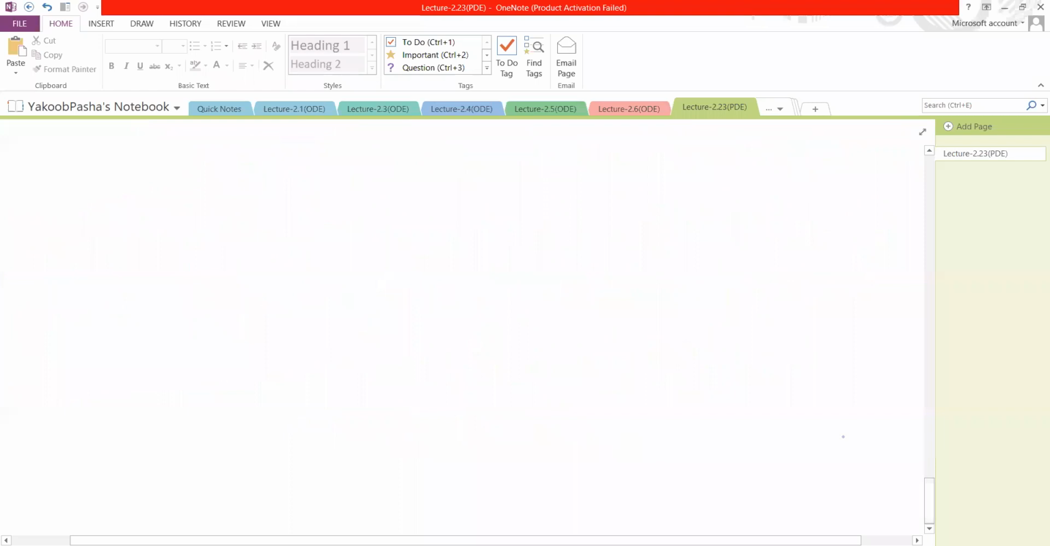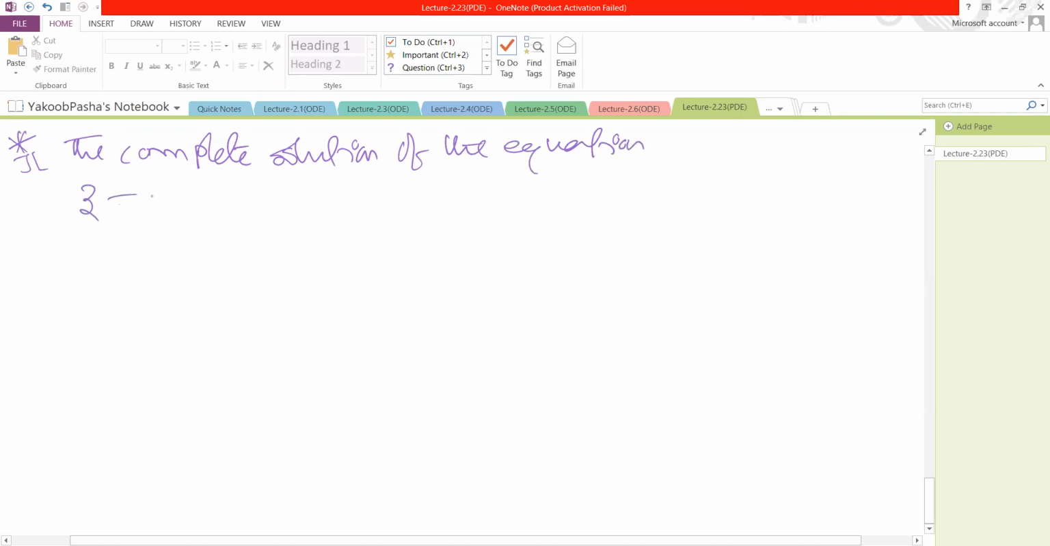The complete solution, it is JL Gurukul, recent Gurukul question. The complete solution of the equation Z equal to P into (X plus 2) plus Q into (Y plus 3).